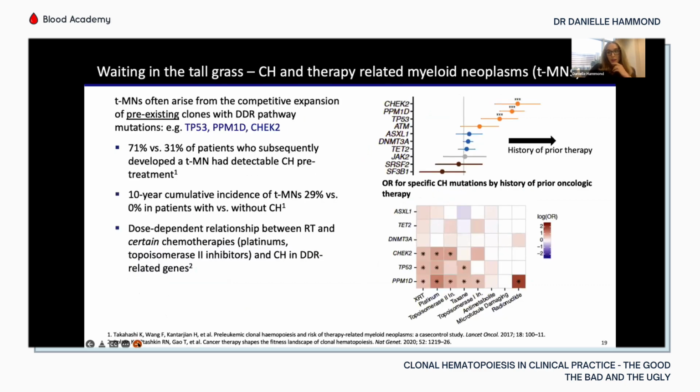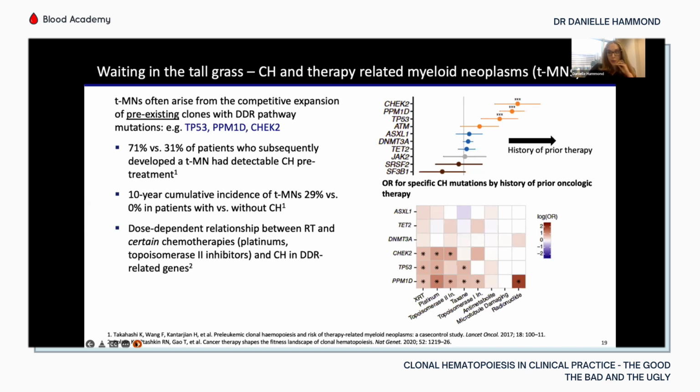So this goes back to the Finch beaks and how certain forms of clonal hematopoiesis really are only clinically relevant in a given sort of extrinsic stressor or selective pressure. So when it comes to therapy-related myeloid neoplasms, which have relatively abysmal outcomes relative to de novo myeloid neoplasms, they often arise from the expansion of pre-existing clones in genes involving the DNA damage response pathway.